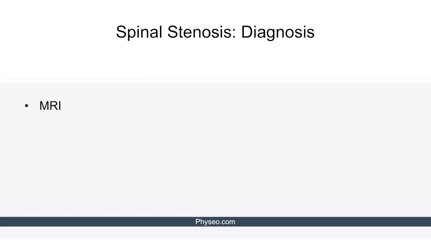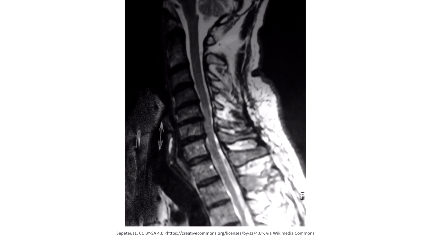Imaging is used to confirm the diagnosis of spinal stenosis. Because we need a high-resolution image that will easily distinguish soft tissue and nerves, MRI is the method of choice. Here we see an MRI of the cervical spine. Notice that the intervertebral discs have undergone degenerative changes. As a result, the spinal canal has become narrowed, which is consistent with a diagnosis of spinal stenosis.